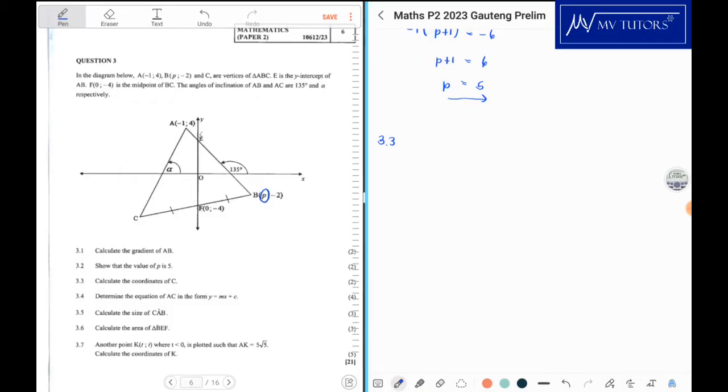Okay, so yes, now we get to 3.3. It says calculate the coordinates of C. So this is where C is.